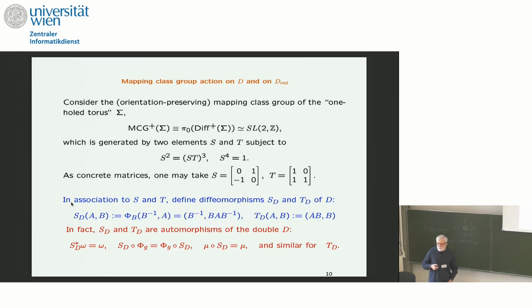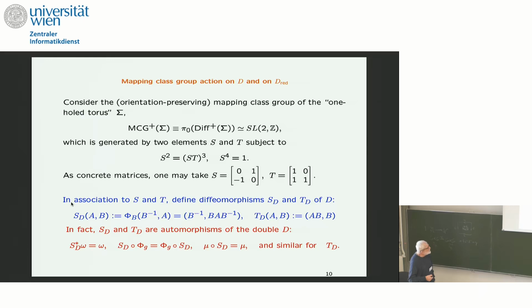Dehn twist and a diffeomorphism, which exchanges the two cycles of the torus. And the point is that this group, you can view these as generating elements of SL2Z as a matrix group. These are the defining relations of SL2Z. And this group actually acts on this double by this kind of map.